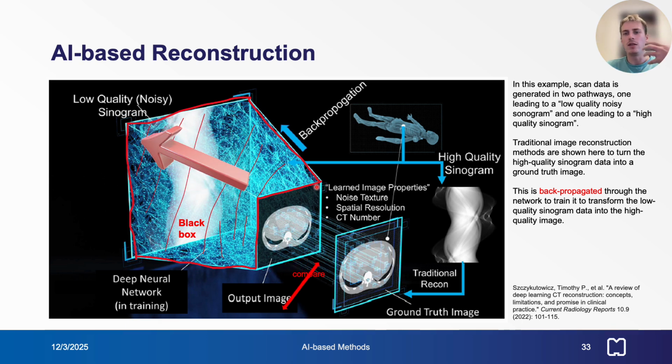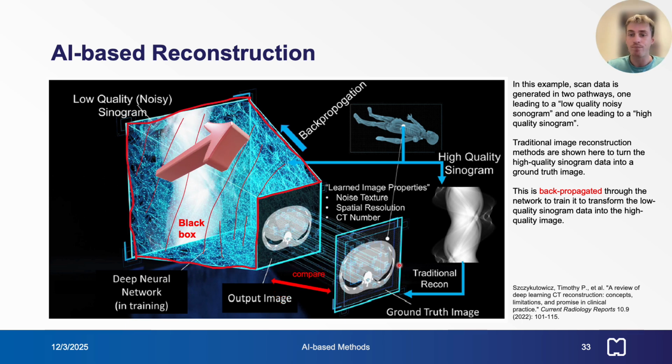So the network adapts and learns from essentially its mistakes to then go back and try to generate this image again and compare until it gets better. It iterates through this process until the AI reconstructed image from the low quality sinogram gets as close as possible to our gold standard. And this is essentially how these deep learning reconstructions work.